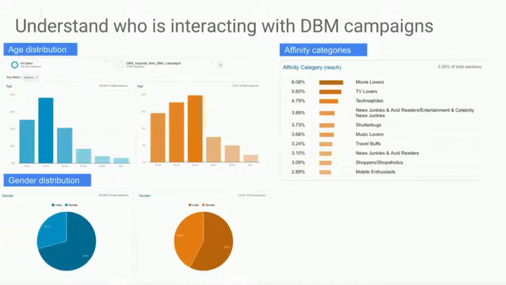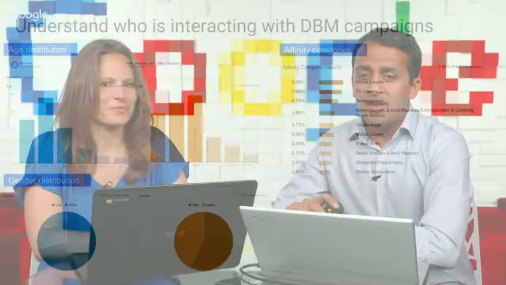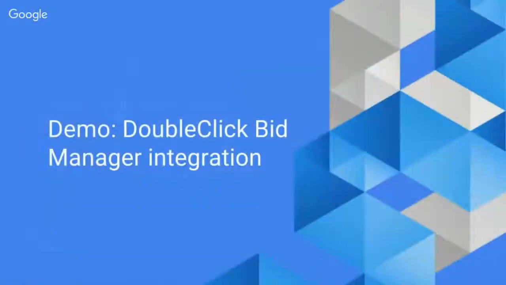So in this case, all the orange charts are the age, demographic, and affinity category distribution of users acquired through Bid Manager campaigns. And I'll show you how to create these charts in the UI as well. With that, let's switch over to the demo, and let me give you a quick peek of how to put together some of these reports.